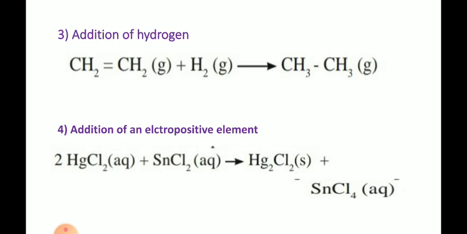In our next example, we are going to learn the addition of an electropositive element. Students, these are the examples. The following example tells us that addition of an electropositive element takes place in this reaction, that is HgCl2 and SnCl2, when they combine together, form the corresponding Hg2Cl2 plus SnCl4. Here the addition of an electropositive element takes place. One good example of reduction.